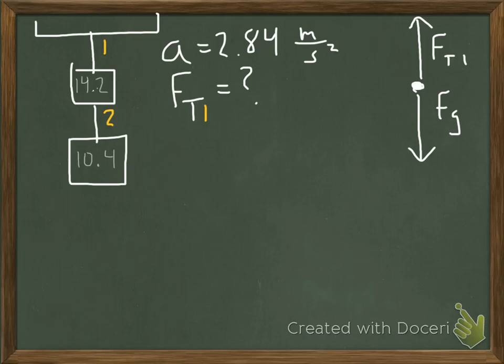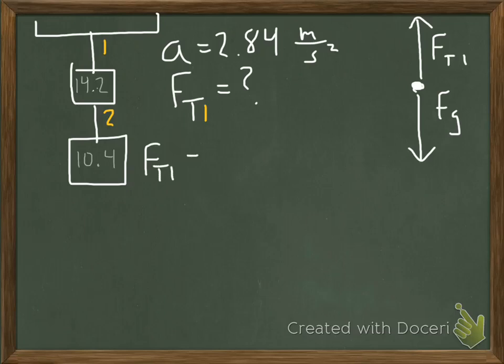So we have two forces acting. In the upwards direction, we have tension 1, because tension 1 is holding both of those masses up. And then in the downwards direction, we have the force of gravity, because that's the only force acting on the system as a whole in the downwards direction.